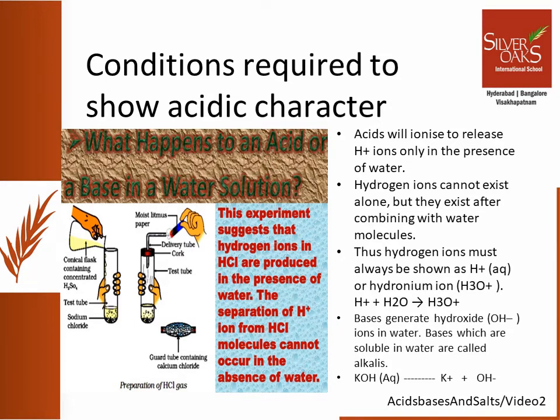Let us now understand the conditions required to show the acidic character. This experimental setup over here shows how the HCl gas will show its acidic character. We have taken dry sodium chloride in the test tube, and we are adding concentrated sulfuric acid. When sodium chloride reacts with sulfuric acid, it forms sodium sulfate and hydrogen chloride gas or HCl gas.